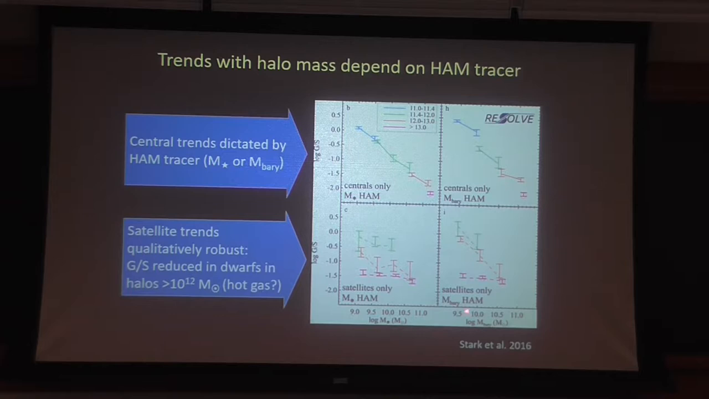So what I meant to show you to complete the argument I was just making was another panel where we mixed and matched, where we did the baryonic mass HAM, but then showed stellar mass on the x-axis, and then you get weird cross effects. But I don't have that plot here, so never mind that.